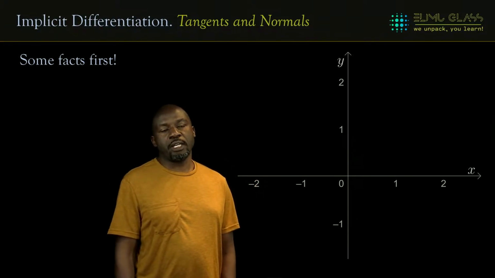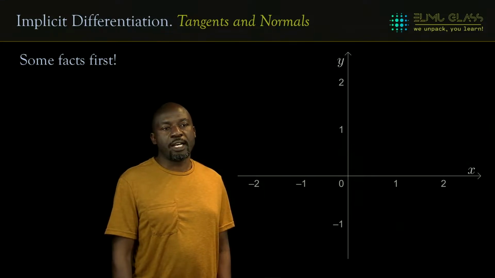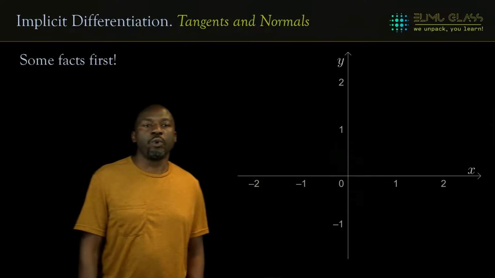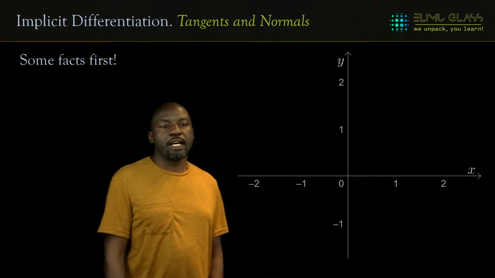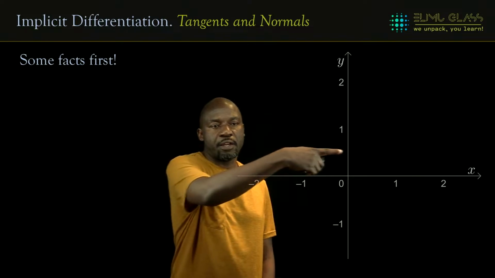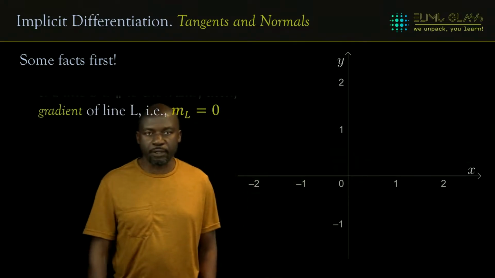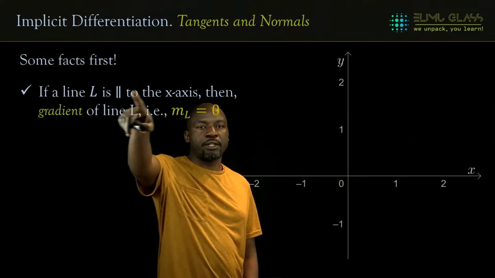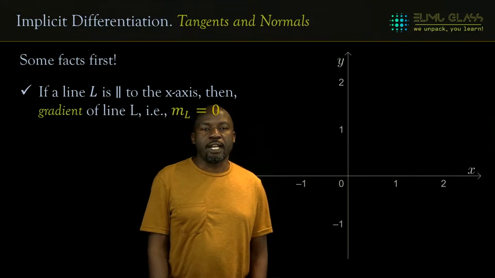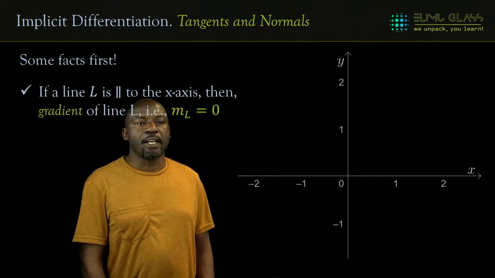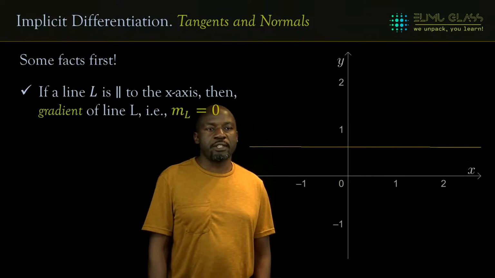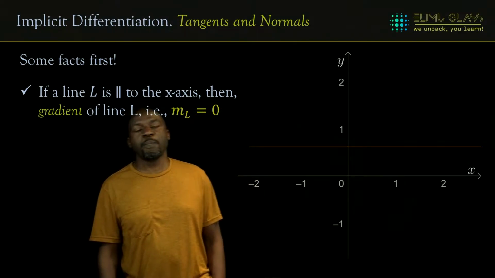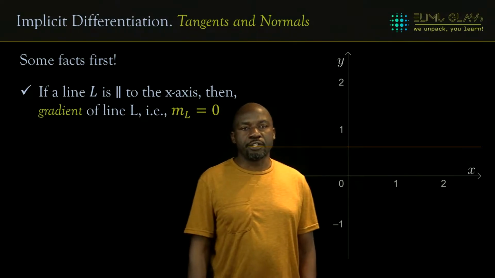The first one is simply about lines that are parallel to the x-axis versus lines that are parallel to the y-axis. We know that if any line is parallel to the x-axis, then the gradient of that line is always going to be 0. So if a line L is parallel to the x-axis like that, then its gradient is always going to be 0. That's important for the discussion we have under differentiation.